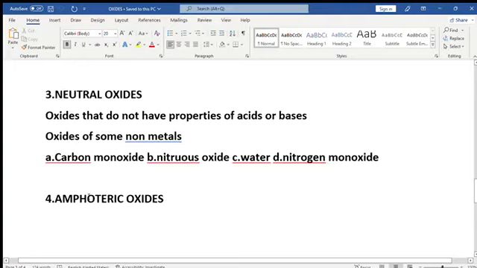So carbon dioxide forms an acidic oxide, but carbon monoxide forms a neutral oxide. Apart from that, we have nitrous oxide, water itself, and nitrogen monoxide. So there we had nitrogen dioxide when we were looking at acidic oxide. So I want you to keep these in mind and don't forget them.